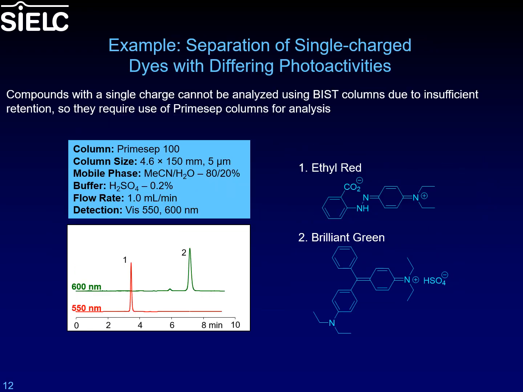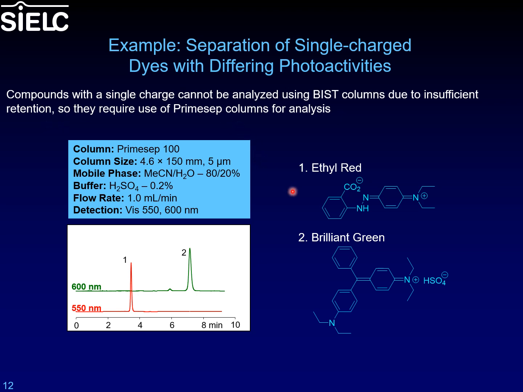On this slide, we wish to show the separation of singly charged basic dyes. However, in this case, because the dyes are singly charged, they cannot be analyzed using a BIST column, and instead must be analyzed with a PrimeSep 100 column. This is because singly charged molecules don't have sufficient retention, and the BIST column is not effective at separating them.